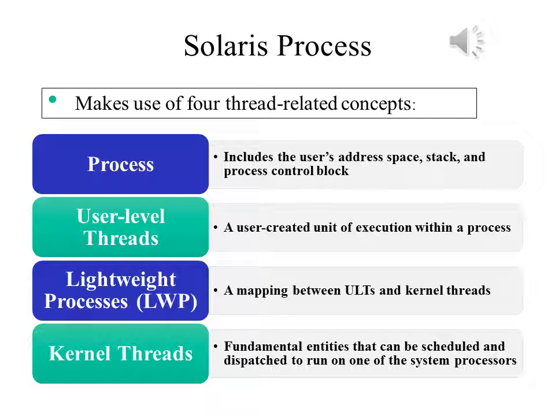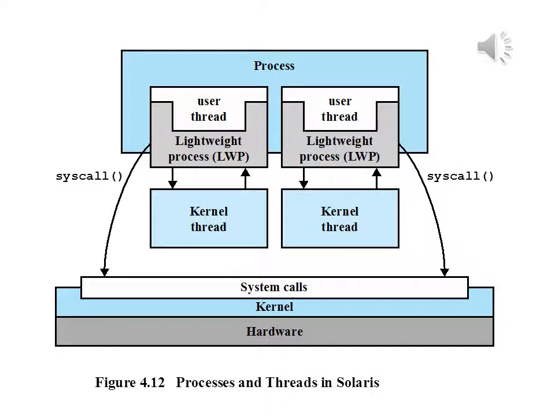Kernel threads. These are the fundamental entities that can be scheduled and dispatched to run on one of the system's processors. The figure illustrated on this slide illustrates the relationship among these 4 entities. Note that there is always exactly one kernel thread for each lightweight process.